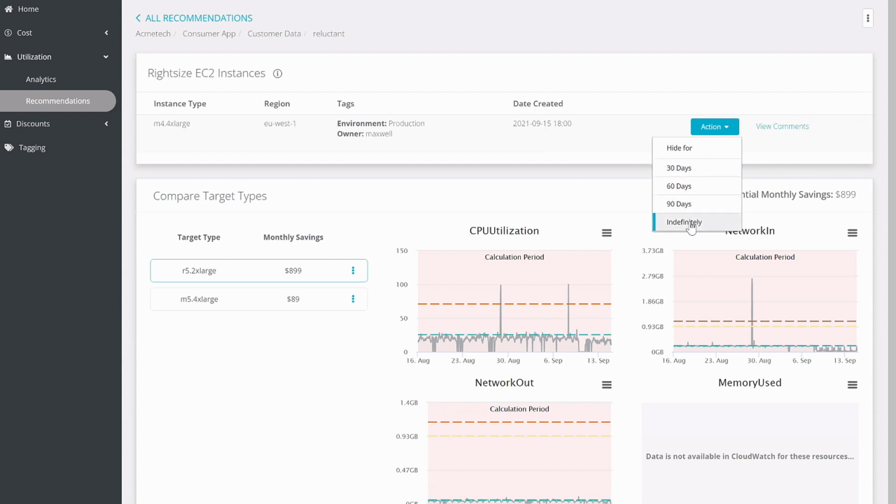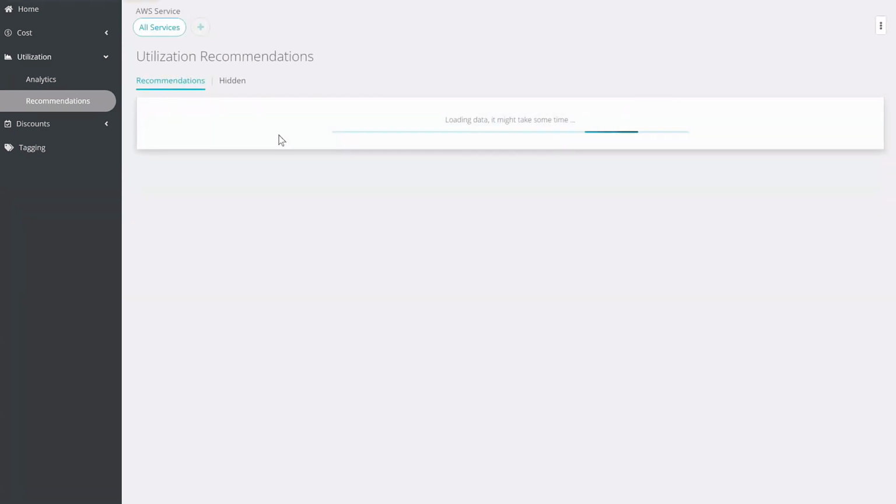Or I can come in and say, no, we're stuck on these M4 4XLarges. There's a really good business reason for it, and although this recommendation looks good, we're not going to take it. That would remove the recommendation from my recommendation queue, allowing me to have a focused list of recommendations that have not been evaluated yet.